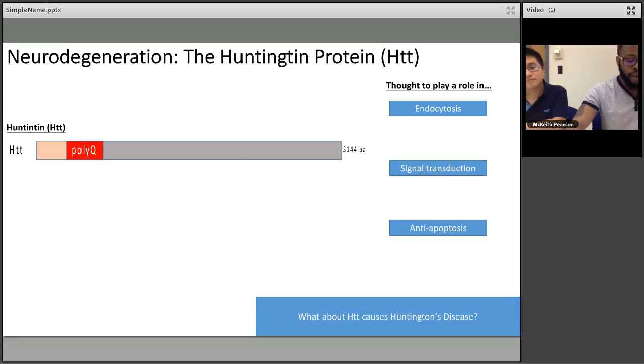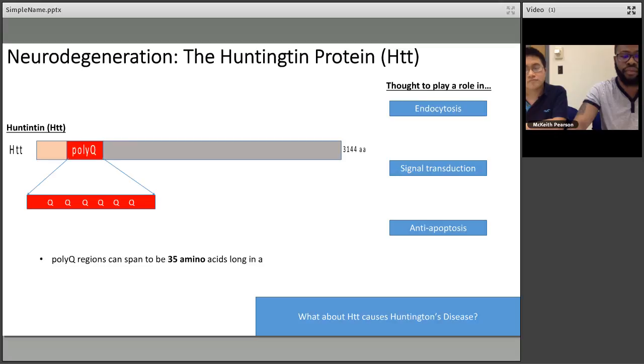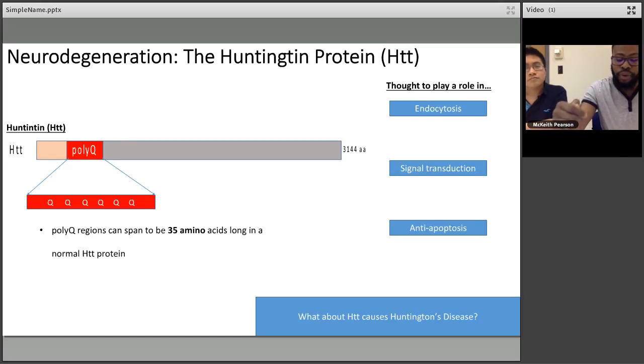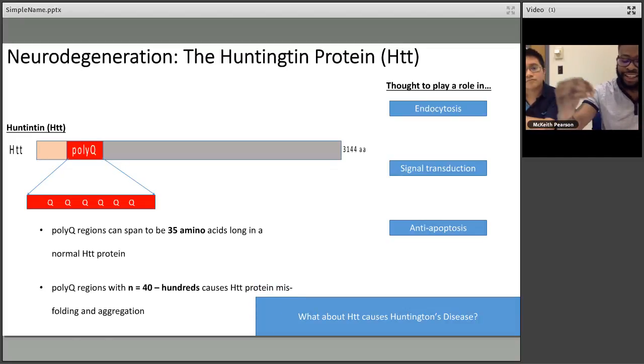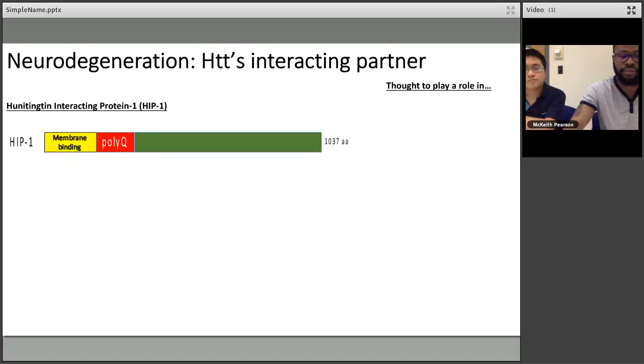So, what about Huntingtin causes Huntington's disease? In a normal protein, an upper limit of 35 glutamine repeats is allowed for normal function. Once that threshold has been exceeded, then you have Huntington's disease. So, how does polyQ overexpansion in Huntingtin protein cause Huntington's disease?